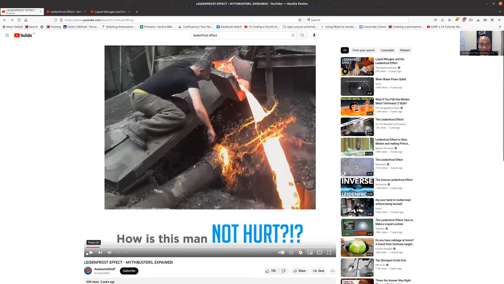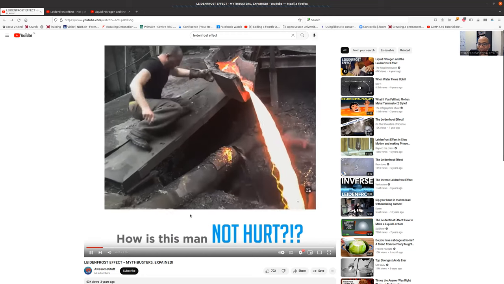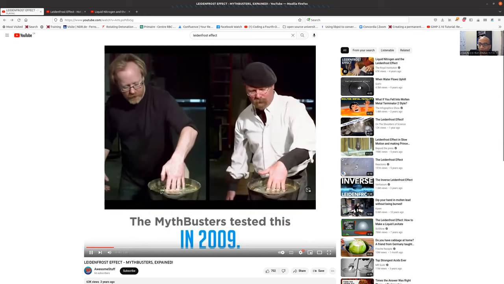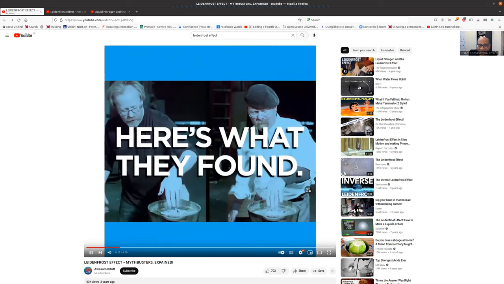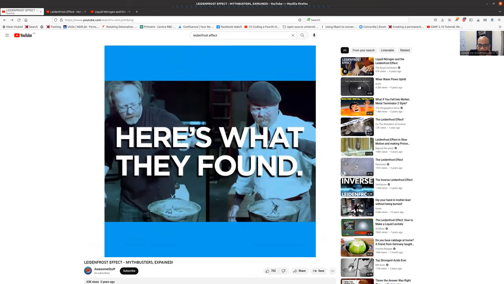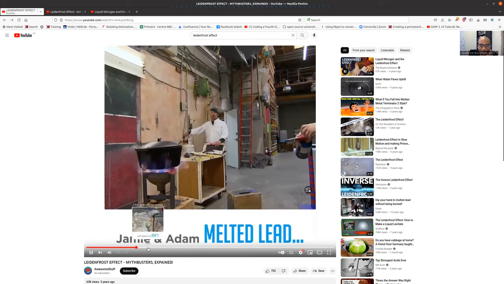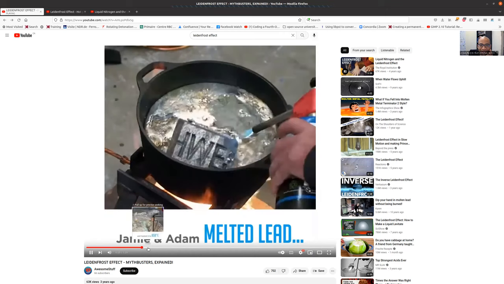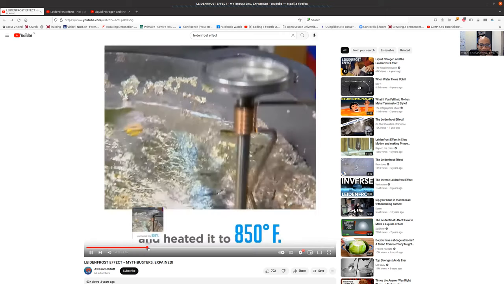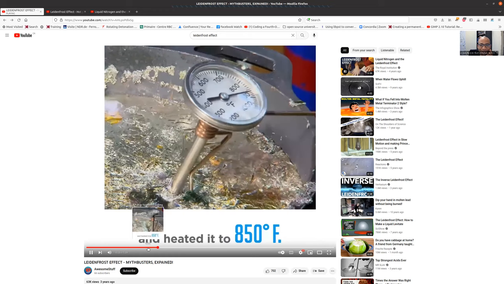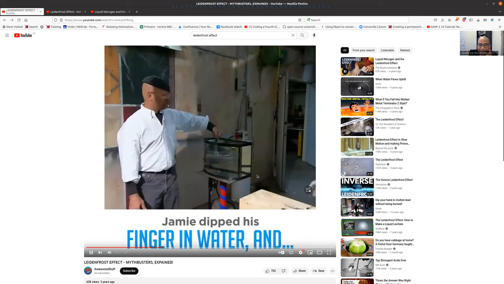And this is what's happening. Mythbusters actually tried this, and you can see them here. This is a pot of molten metal. I forget exactly which metal they used here. I guess this is tin. They're melting it at a high temperature, I mean 900 Fahrenheit. It's very hot.